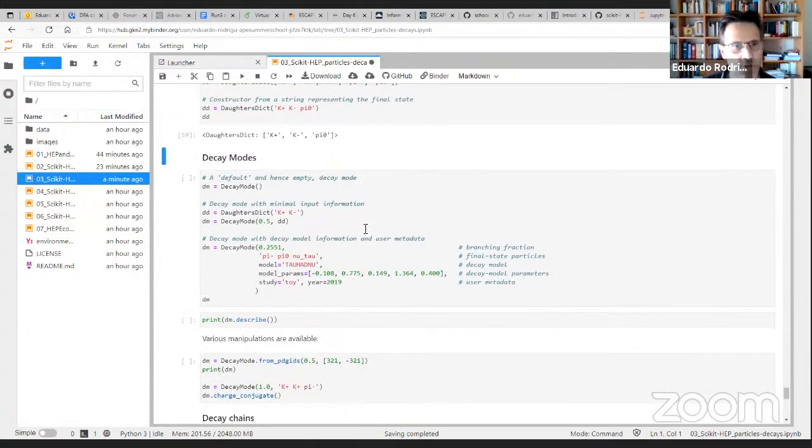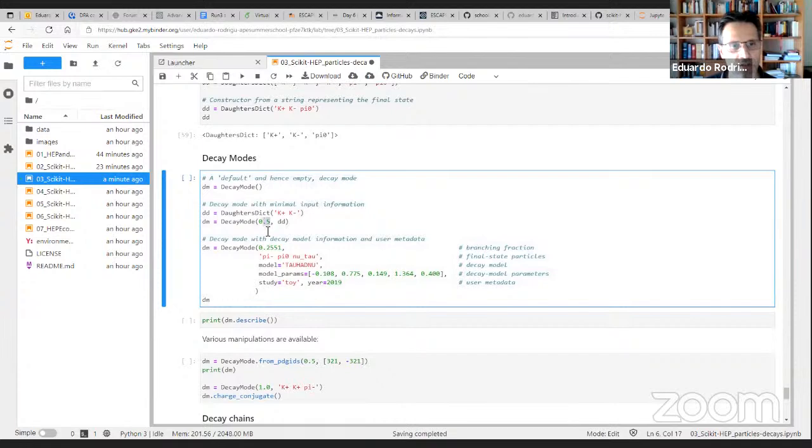So now I can move on and create a decay mode. You see I'm creating my final state, a K plus, K minus. I'm saying it decays to that half of the time.